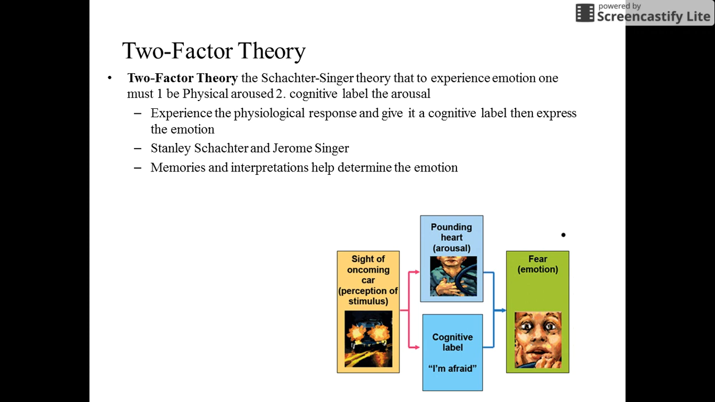Our stomach drops. All right, that could be because we're in love or fear. So we're putting a label on it. Stanley Schachter and Jerome Singer came up with this theory. They believe that memories and our thought process help us understand the physical response happening to our body.